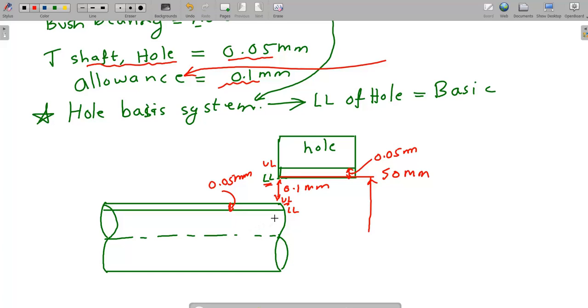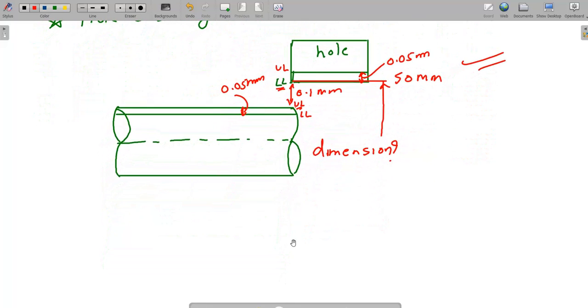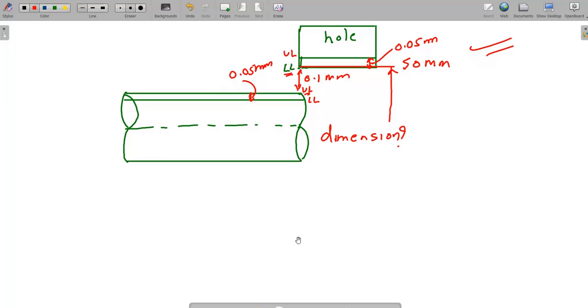So from all this data, you have to find the dimensions of shaft and hole. Dimension will definitely include the upper limit and lower limit, which you have to find. So first thing, first we will find the hole.